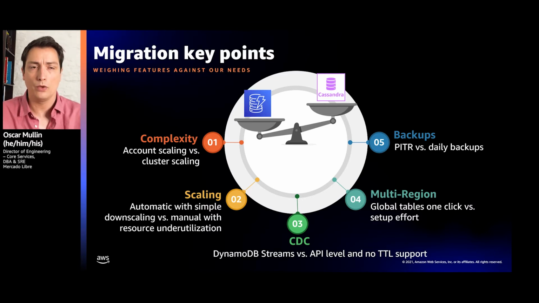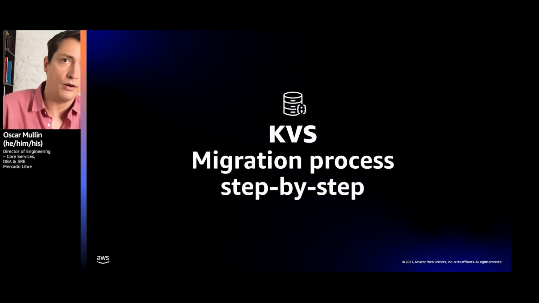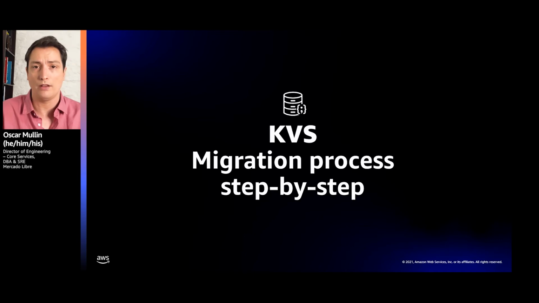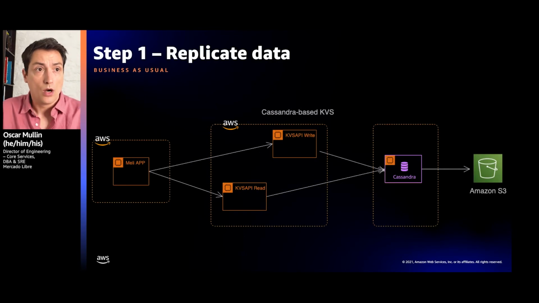So after doing this analysis in terms of features and in terms of cost, it was clear that this was the way to go. So we engaged in the process of doing all these changes without affecting the whole organization roadmap, because that was one of the premises, or one of the reasons we have services. So how did this process work?